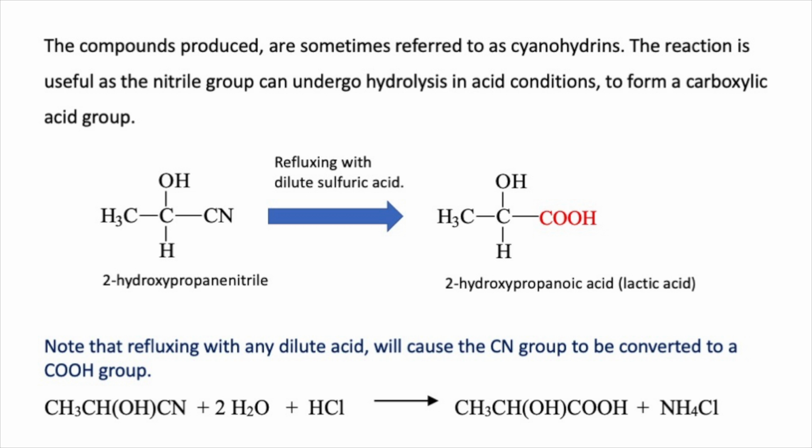change to a COOH. So if you ever see a cyanide group in a molecule, be prepared to be asked how you change it to a COOH, and you do this by refluxing it with dilute acid such as sulfuric acid. Now, you can also see from the equation at the bottom that you could use dilute hydrochloric acid to hydrolyze this. Either's fine. Any dilute acid would cause the cyanide group to be converted to a COOH.